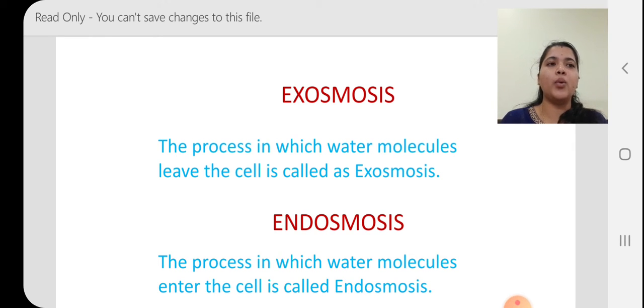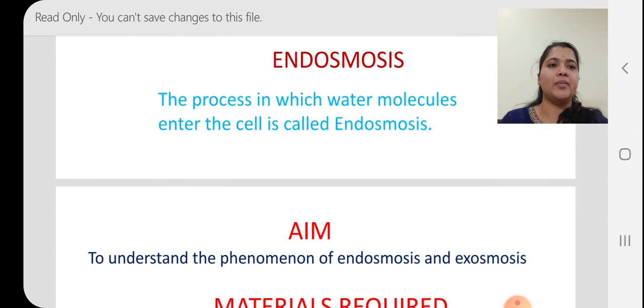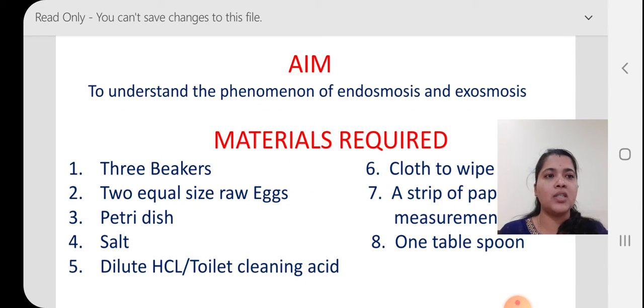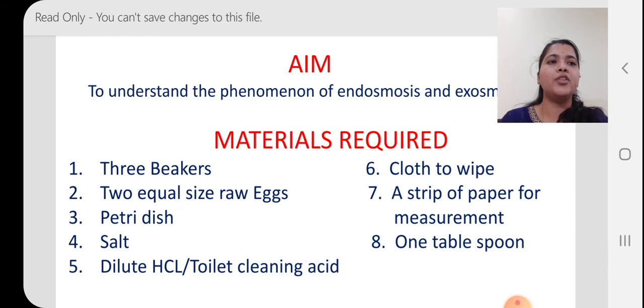So the same thing we are going to see in an egg. Let's start the experiment. The aim of the experiment is to understand the phenomena of endosmosis and exosmosis in an egg. Coming to the materials required: 3 beakers, 2 equal size raw eggs, petri dish, salt, dilute HCl, cloth to wipe, a strip of paper for measurement, 1 tablespoon. These are all the materials required for this experiment.